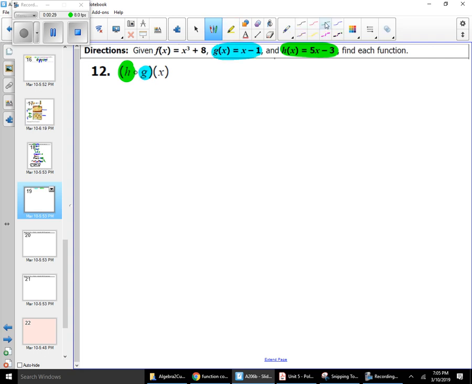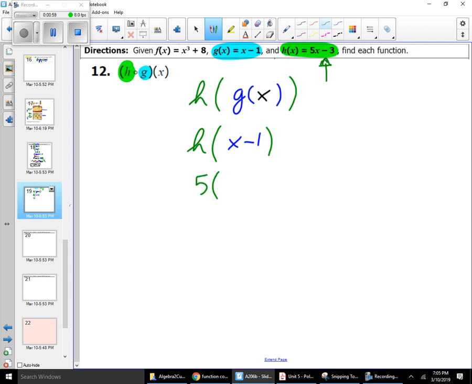So the order matters here. I'm taking the function h and substituting the function g into it. So that means my function h is going to have an x minus 1 substituted into it. Everywhere there used to be an x in that function h, there will now be an x minus 1. Well, my function h is just 5x minus 3, so that is a 5, but now instead of an x, I have an x minus 1. So what we've done there is replaced x with x minus 1.